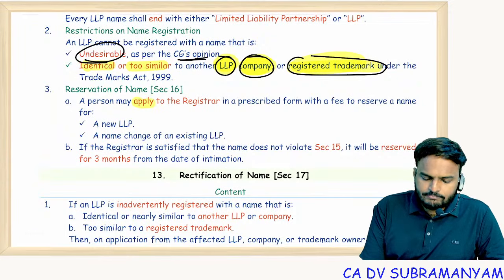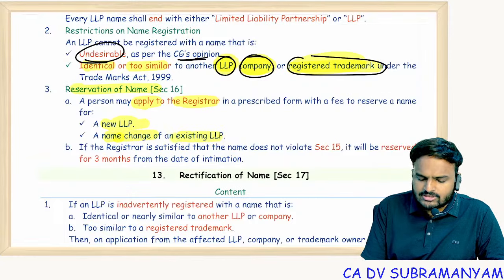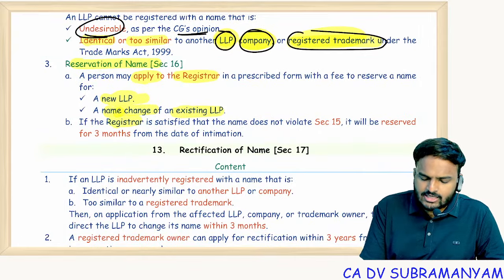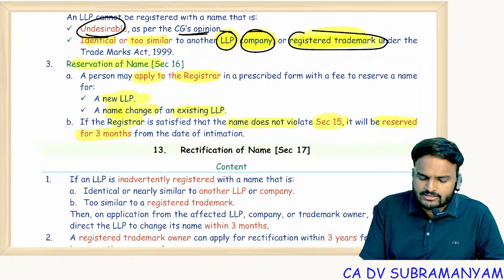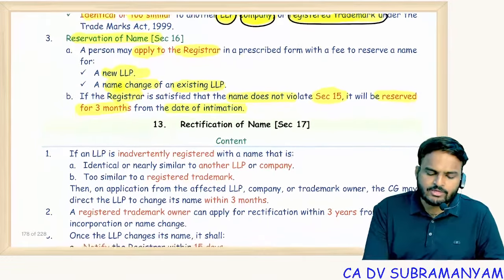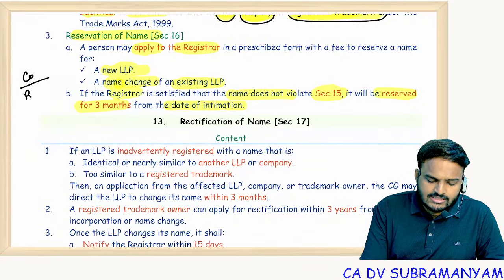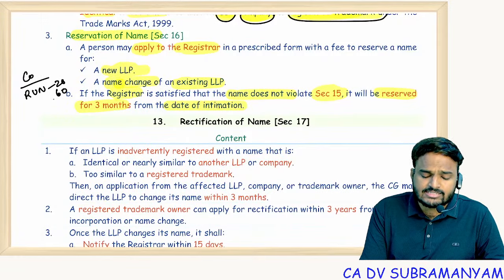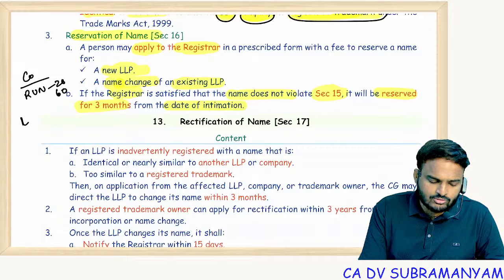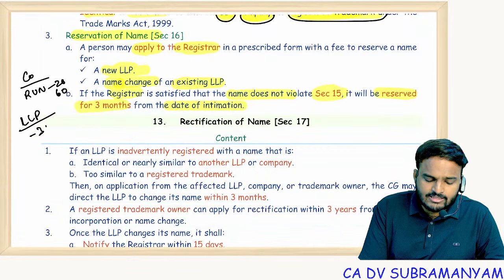Remember, a person may apply to the registrar for reservation of name for a new, proposed LLP, or name change of an existing LLP. If the registrar is satisfied that the name does not violate section 15, it will be reserved for 3 months from the date of intimation. In a company, reservation of a unique name is for 20 days for proposed companies and 60 days for existing companies. But coming to the LLP, name reservation is for 3 months.